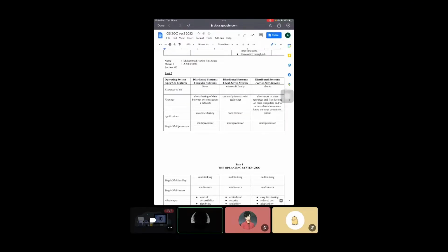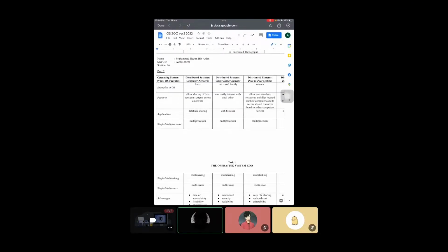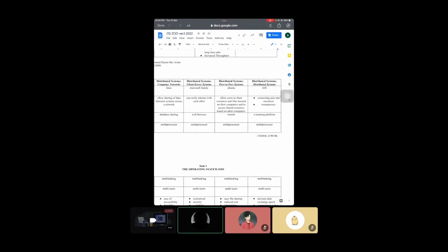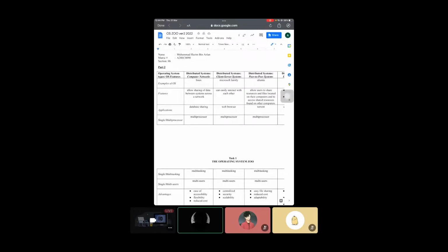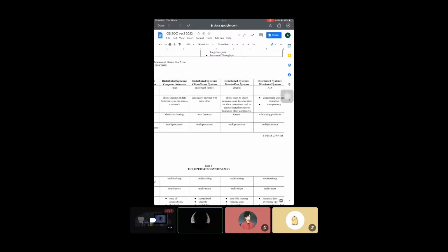Okay, for the second part, I am in charge of the second part. Alhamdulillah, most of our answers are the same as the other group. For the example of OS, we got Linux for computer networks, Microsoft Family for client server system, Ubuntu for peer-to-peer, and AIX for distributed system.